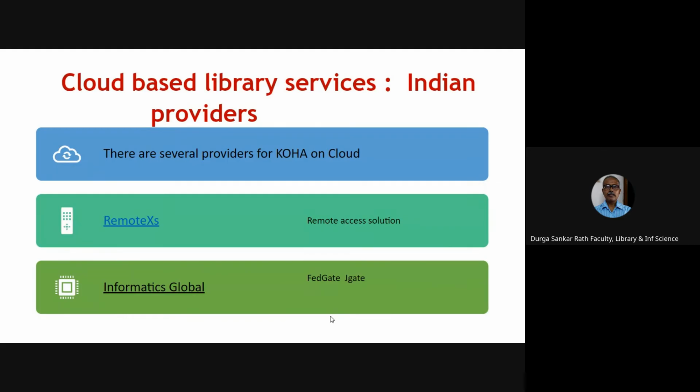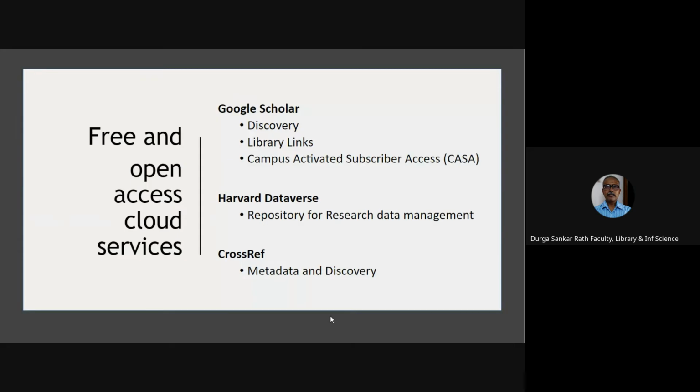Cloud-based library services: what India provides, there are several providers for Koha and cloud, like Remote Access, Informatics Global, PetGet, JGet, and then Remote Access Solution, Remote XS. Then free and open access cloud services are there. All of us know, I know most of you already knew all these things, but still as the discussion is going on, I'm mentioning them, like Google Scholar, Discovery. These are free and open access cloud services.